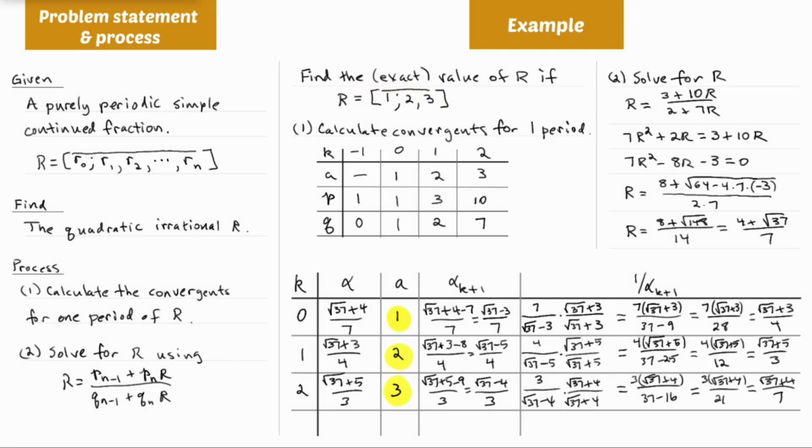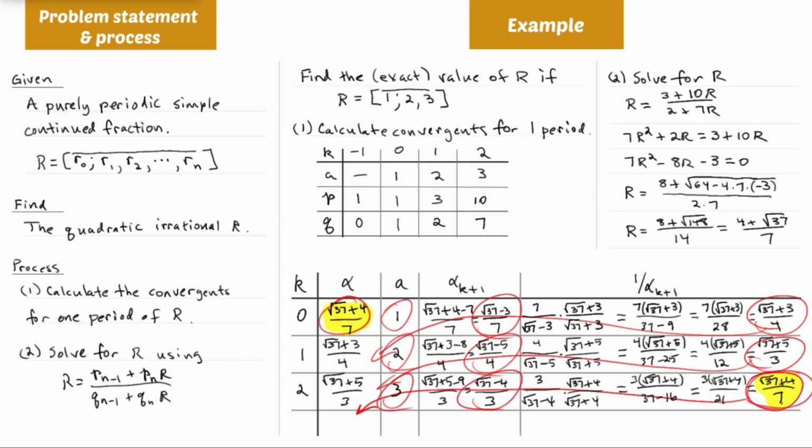We can confirm that the sequence of a equals 1, 2, 3 will repeat because this value here equals this one up here. So if we continued and did a row for k equals 3, we'd get the same results as we got in the row for k equals 0. And then if we did another row, we'd get the same results as we got in the row for k equals 1. And then the same as the results from the row for k equals 2. If we kept going, we'd keep getting a equals 1, 2, 3 over and over. This confirms that 4 plus the square root of 37 over 7 is the correct solution. We recovered the exact value of this simple continued fraction.